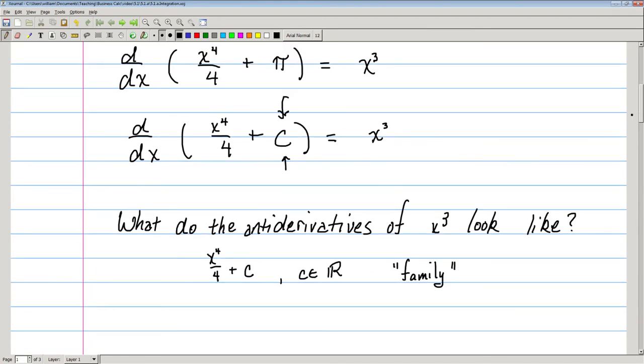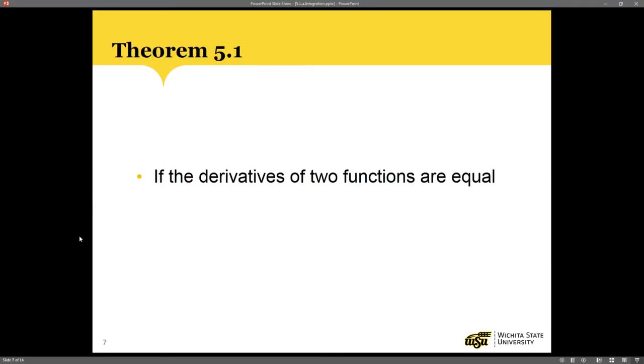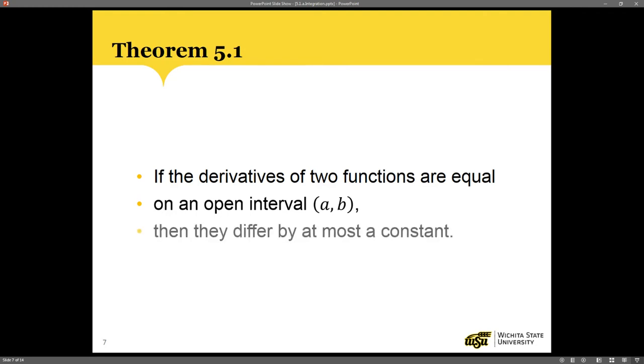All right, let's go back to our PowerPoint. And so we come to our first theorem, Theorem 5.1. If the derivatives of two functions are equal on an open interval, say the interval from 0 to 1 or negative 2 to 4, and on any interval from a to b, then they differ at most by a constant.